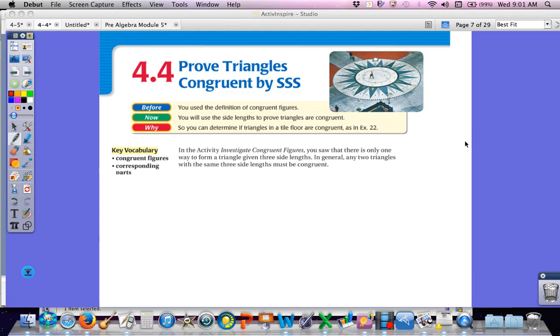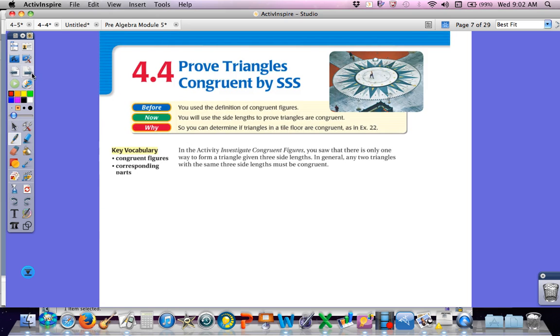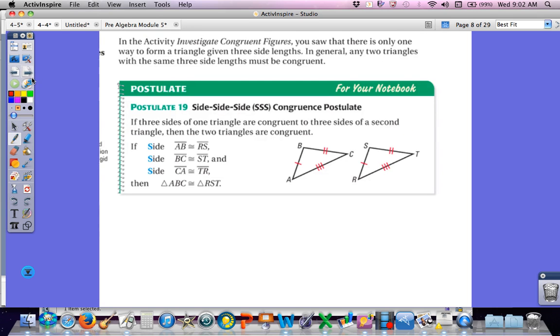We are doing lesson 4.4, proving triangles congruent by side, side, side. So yesterday we did an activity in class with straws, and we saw that there's only one way to form a triangle given 3 side lengths. There's more than one way if you have a quadrilateral and 4 side lengths, as we saw with the straws, but only one way with 3 side lengths.